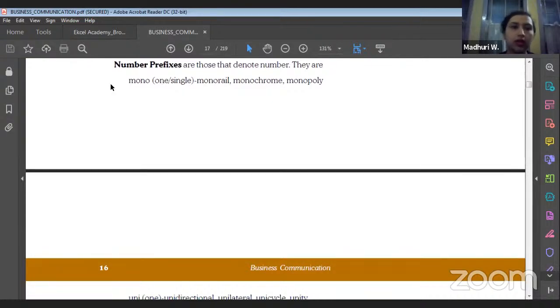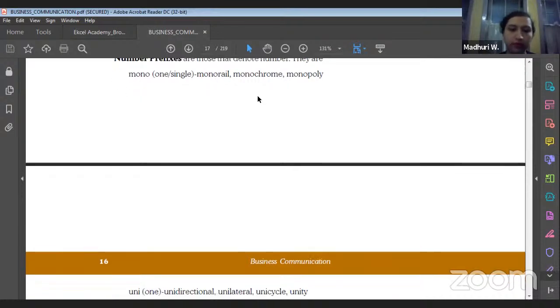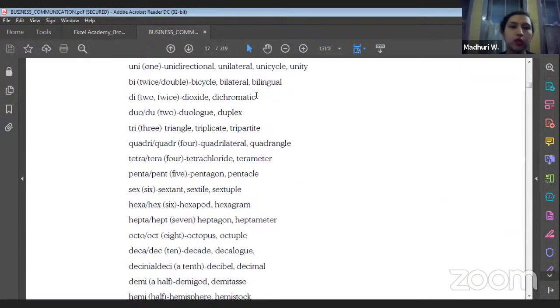Then, sometimes prefixes also help fix a number. Like mono means one. Monorail, monopoly, monochrome. Uni is also one. Unilateral, unity, unidirectional. Okay, bi could be twice or double, like bicycle, bilingual, you know, somebody who speaks two languages.